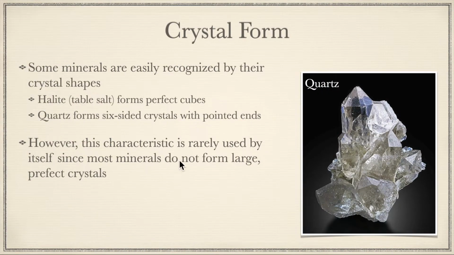So crystal form. Some minerals are easily recognized by their crystal shapes. Halite, for example, or table salt, forms nice perfect cubes. Quartz forms six-sided crystals with pointy ends, so crystals like this. However, this characteristic is rarely used by itself since most minerals do not form large perfect crystals, because remember, they form in crowded spaces, so these crystals tend to grow together, so you don't get these nice, big, fully formed crystals. But if you can see the crystal form, it is a good way to identify minerals.